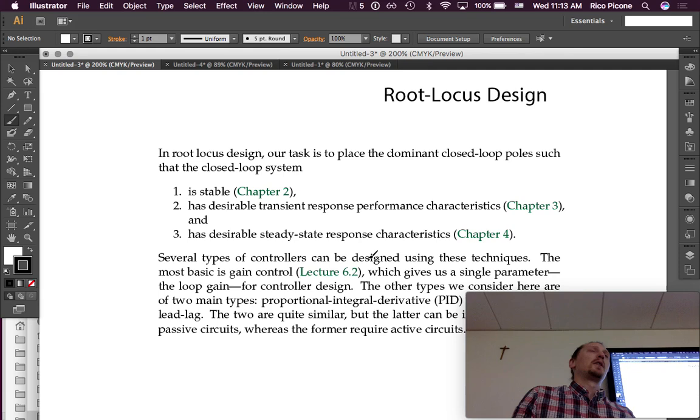We learned how to analyze for all of these performance characteristics, but we didn't learn how to design systems that perform in a certain way. So now we're ready to do that.